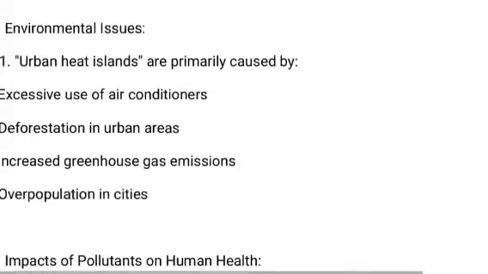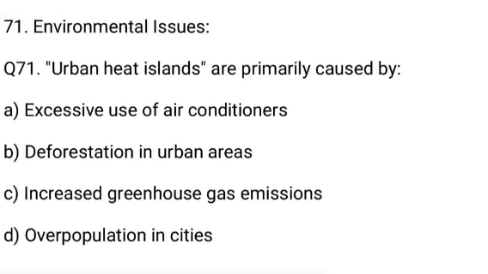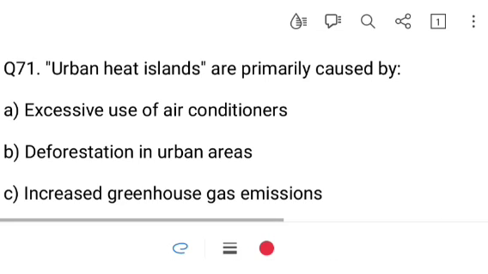Then moving on, next question is 71. It is also related to environmental issues. It says urban heat islands are primarily caused by what? Excessive use of air conditioners, deforestation in urban areas, increased greenhouse gas emissions, overpopulation in cities. It will be increased greenhouse gas emissions, that is number C.